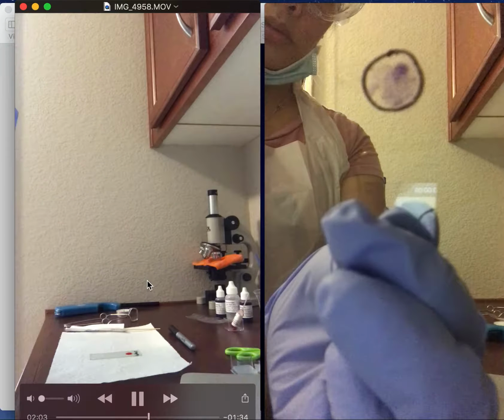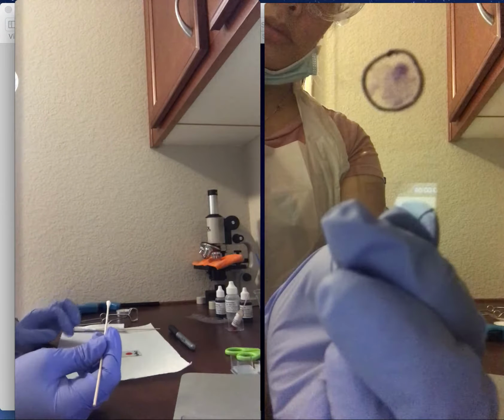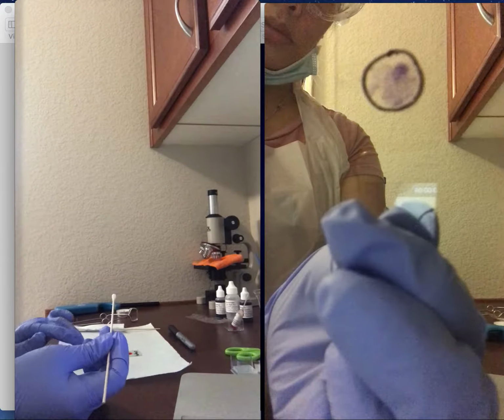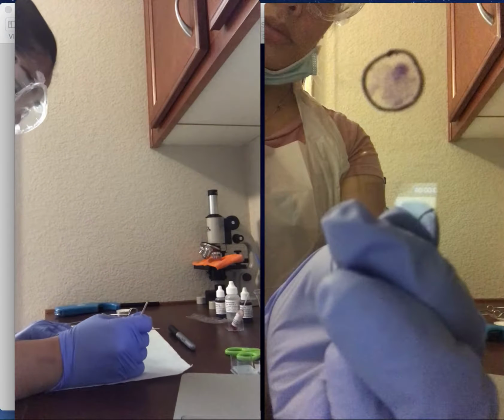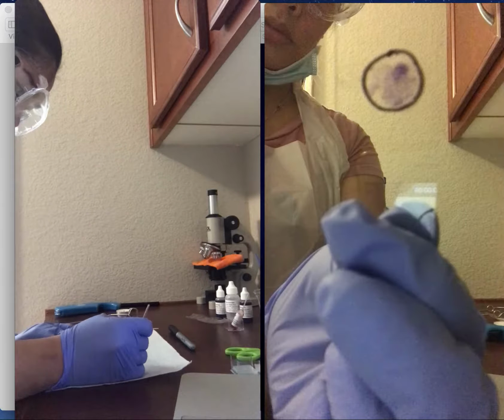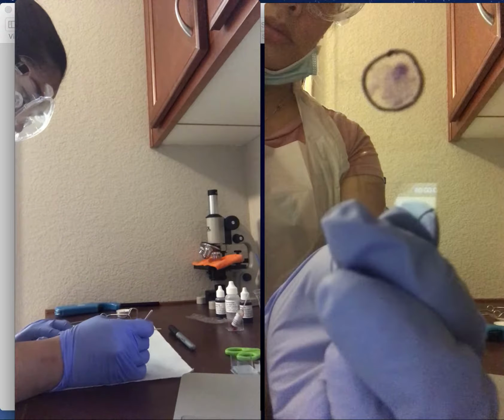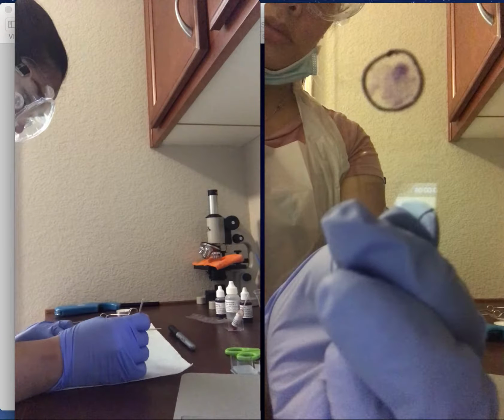And once we have scraped the inside of our mouth, we are going to place the swab into the drop of the Congo red stain and agitate the sample, that way the cells transfer from the swab to the stain.